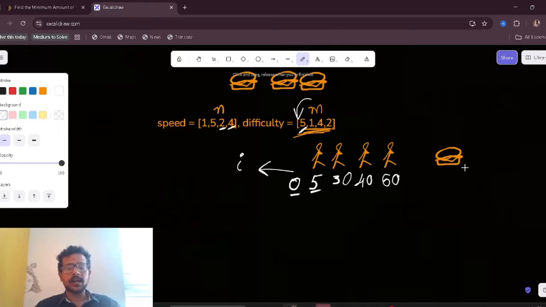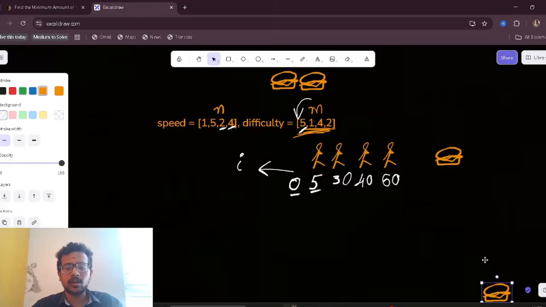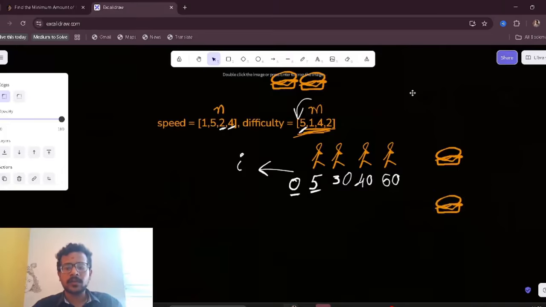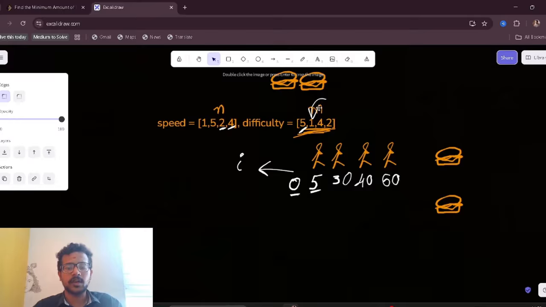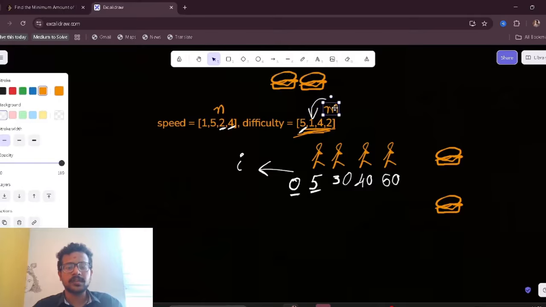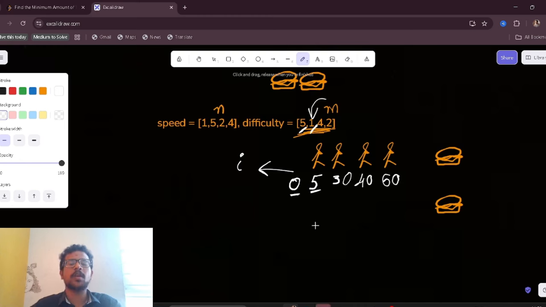Now my burger 0 is completed. Now I am working on burger 1. Here is my pointer of m in the burgers. So these are the burgers, and now I have 1 as the difficulty. Now let us see what happens here. At this moment of time, what is the maximum from these two?